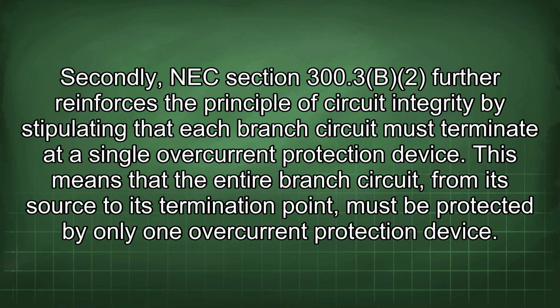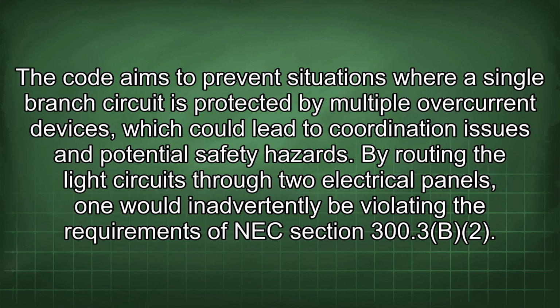This means that the entire branch circuit, from its source to its termination point, must be protected by only one overcurrent protection device. The code aims to prevent situations where a single branch circuit is protected by multiple overcurrent devices, which could lead to coordination issues and potential safety hazards.